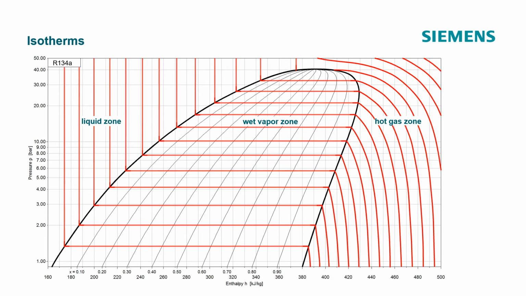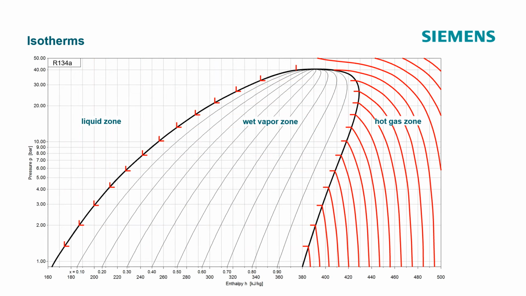For a clearer diagram, the isotherms are not drawn in the liquid and wet vapor zone, instead their progression is indicated by small angles on the boiling and saturated vapor line. The temperature scale is not only shown along the boiling and saturated vapor line, but also along the x-axis of the hot gas zone.